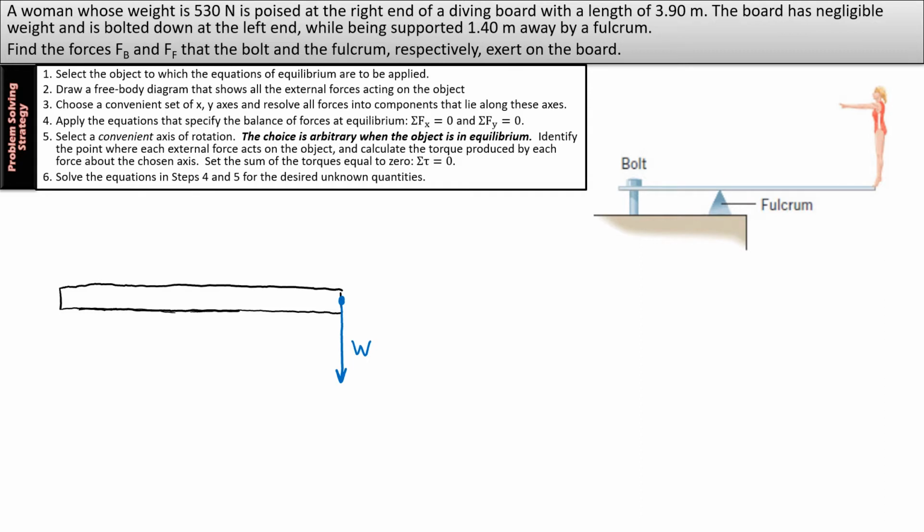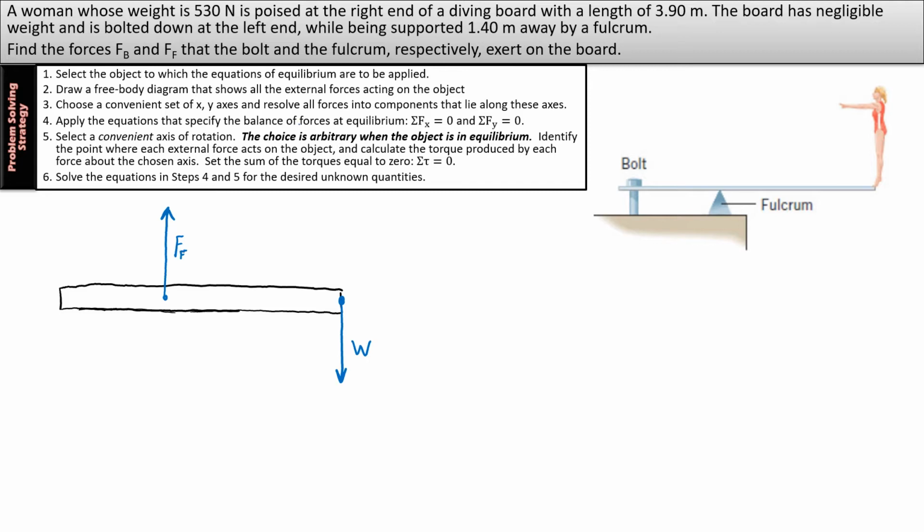Then we have the fulcrum. What direction is the force that the fulcrum is exerting? I would say it's supporting the diving board. It's keeping the whole thing from falling downward. So the fulcrum force is pointing straight up. So we have FF for the force of the fulcrum, not the force of friction. You could call it F1 and F2 if you want to. Totally up to you.